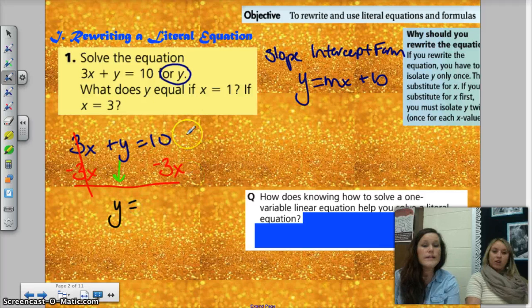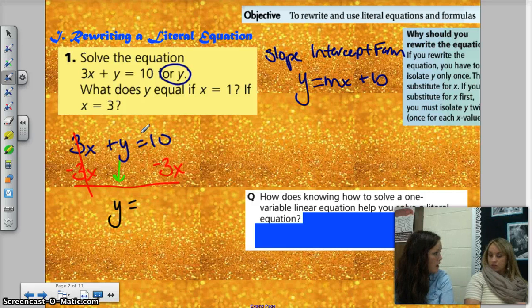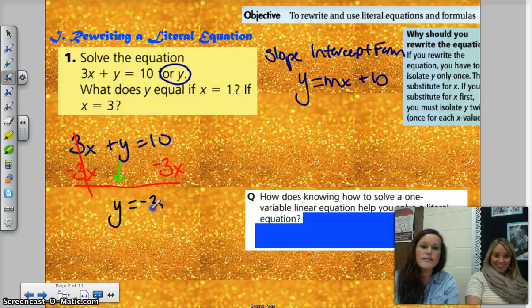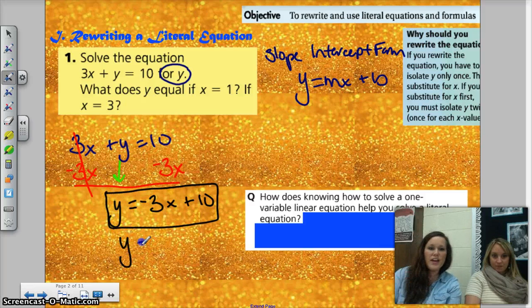Y equals... Okay, now, doesn't this just become 7x? No. Why? Because they're not like terms. So those rules still apply? Yes, the 10 does not have an x on it. So it's minus 3x plus 10. And look, it looks just like that guy up there. Y equals mx plus b.